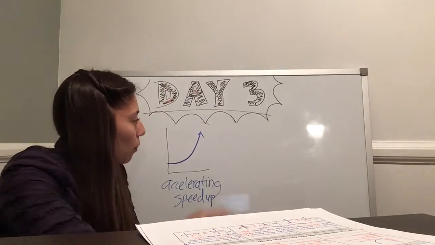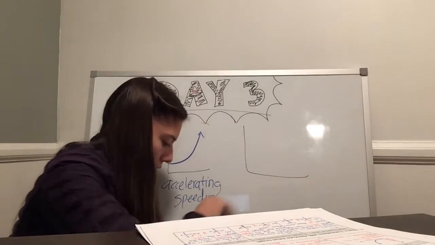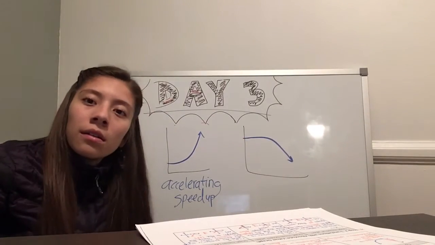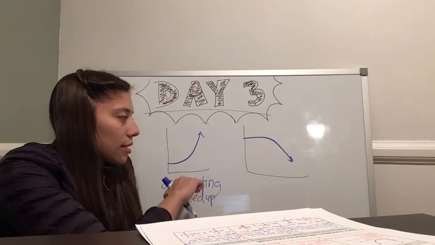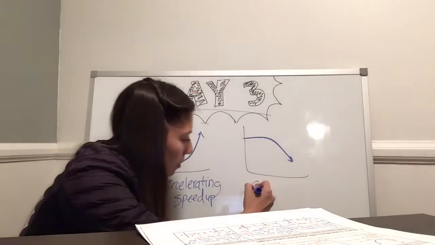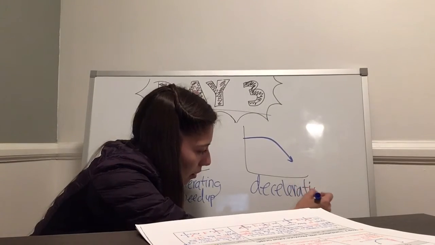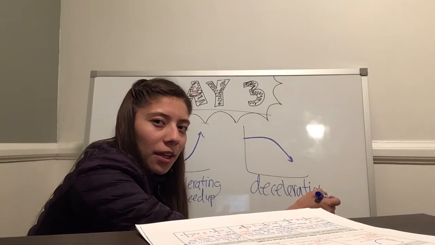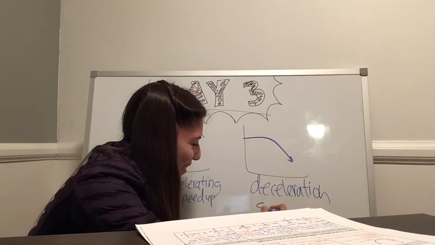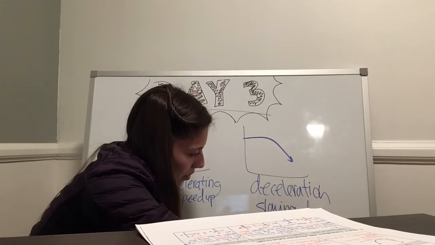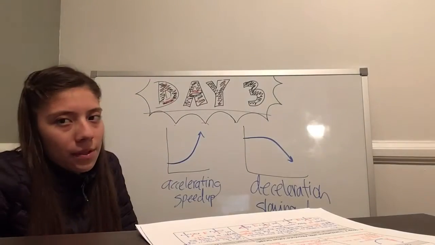And then the other one, curve number 2, looks a little like this. Alright, so instead of acceleration, it's the opposite, so deceleration. I hope I'm spelling this right. If not, sorry. Or slowing down. Alright, so that's what I meant by the 2 different curves.